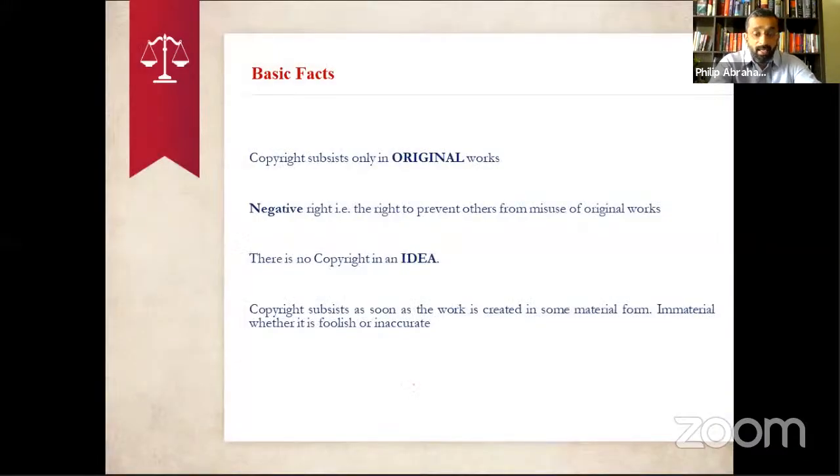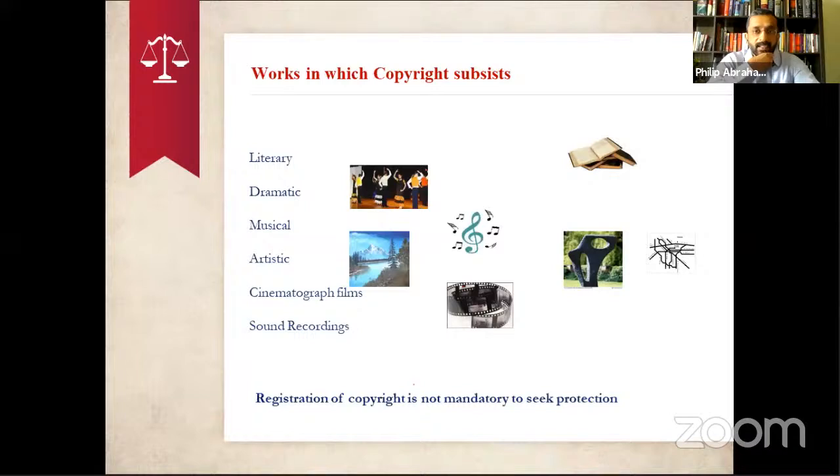Copyright subsists only in original work. It is, like I mentioned earlier, a negative right, the right to prevent others from misuse of original works. There is no copyright in ideas. Copyright subsists in the representation of an idea in a tangible form. Copyright subsists as soon as the work is created in some material form, whether it is foolish or inaccurate. So what are the different kinds of copyright? Copyright can subsist in literary work, like books, tables, compilations, databases, including computer software.